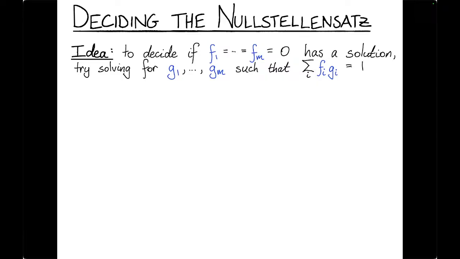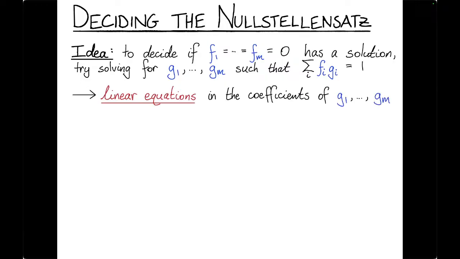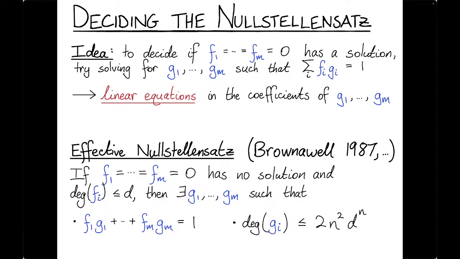Well, we have this theorem, the Nullstellensatz, that tells us if we want to decide if these polynomial equations have a solution, we might as well try solving for these g's so that the sum of fi times gi is 1. And the benefit of doing this is now this becomes a problem in linear algebra. This system of equations is really linear in the coefficients of g1 through gm. And so if we knew bounds on the degrees of these g's, if they existed, we could make this a finite system of linear equations. And we have these kinds of bounds. These are theorems called effective Nullstellensatz.